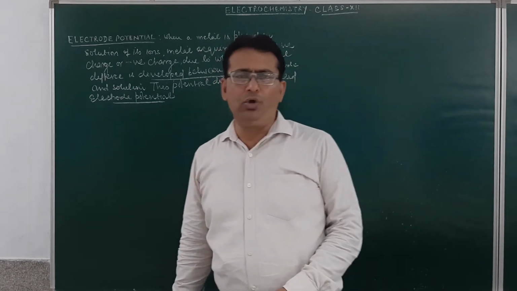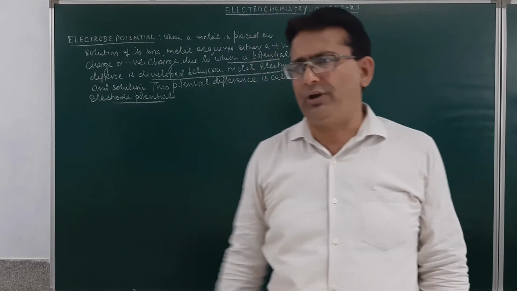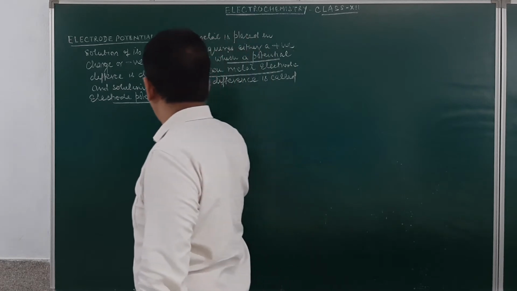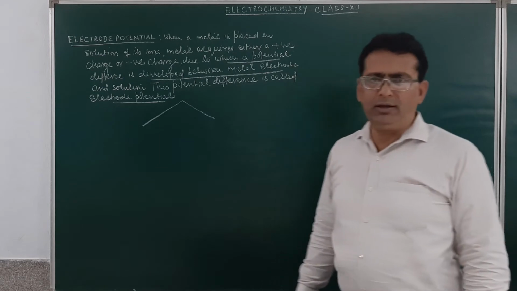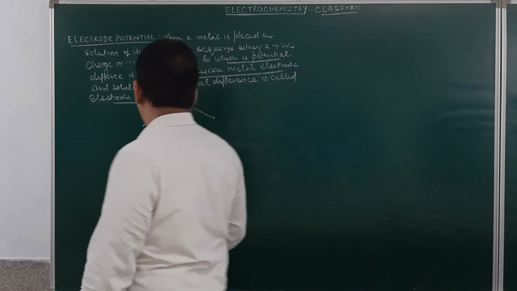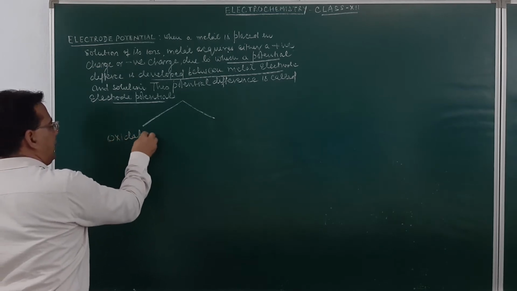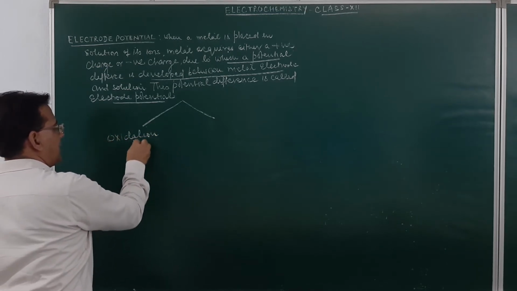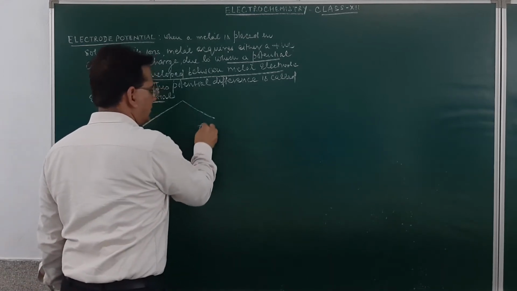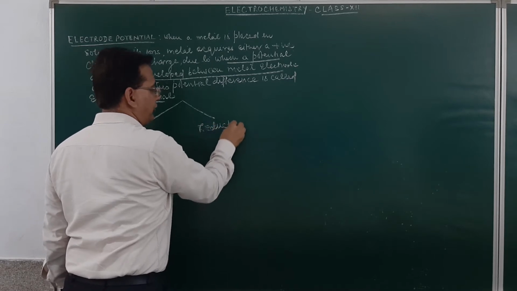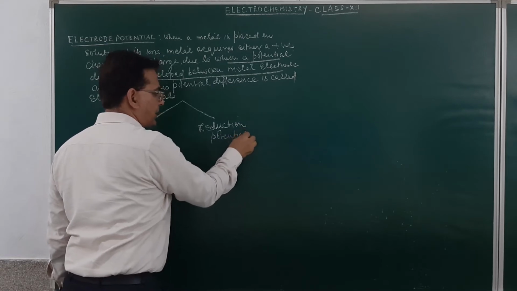Now, as we all know, in the electrochemical cell, we have an oxidation half as well as a reduction half. So this electrode potential can be studied under two heads. It will either be the oxidation potential or a reduction potential.